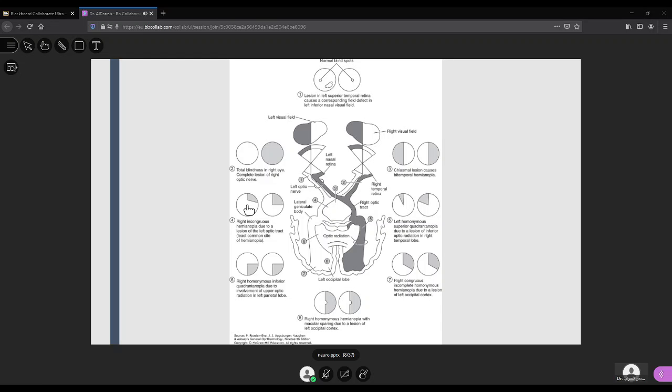Four is the opposite. So right incongruous hemianopia due to a lesion of the left optic tract. So the optic tract is the opposite. This word is important: incongruous, which means not the same. You can see that the defect here is not the same as the defect here.